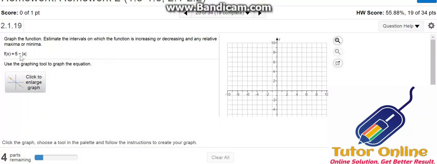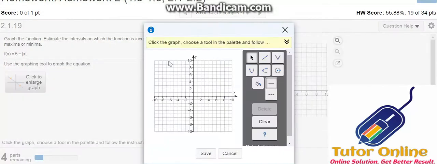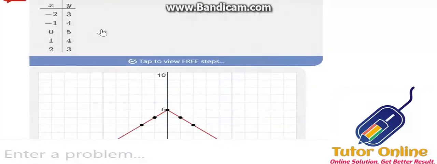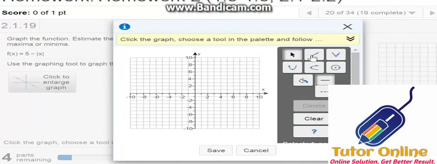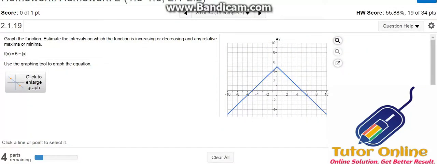Graph the function, estimate the interval. We will have to just plot the graph. Yeah, we'll click it to plot the graph. 5 minus x mod. We will make a table by putting values of x and y. So it's a table. When we put x in the expression, it gives out 3 minus 2 into 3. So let's put the values. I have plotted this graph, so let's check it.